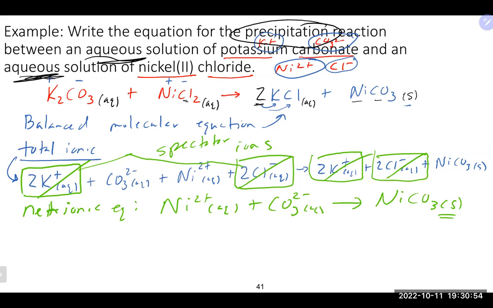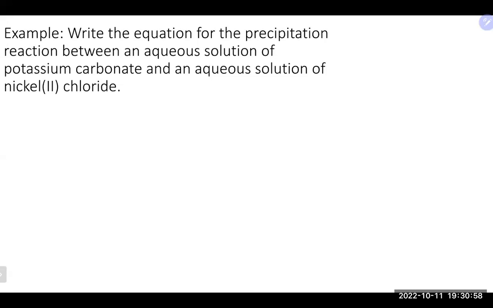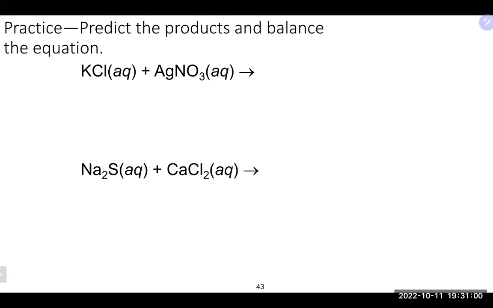All right, let's try a couple more here that we got in your notes then. All right, so for each of these, let's do all 3 again. Good practice. Let's do the molecular equation. Let's do the total ionic equation, or the TIE, if you will. And let's do the net ionic equation, the NIE.